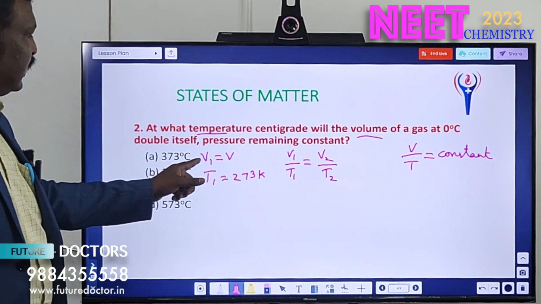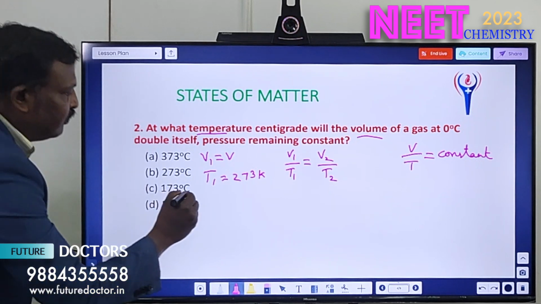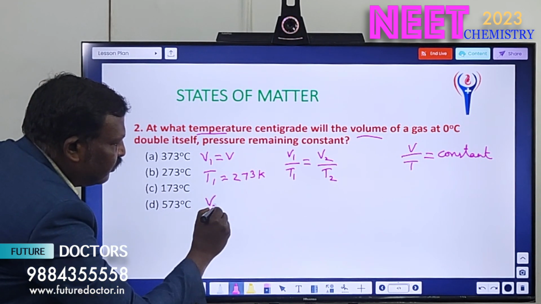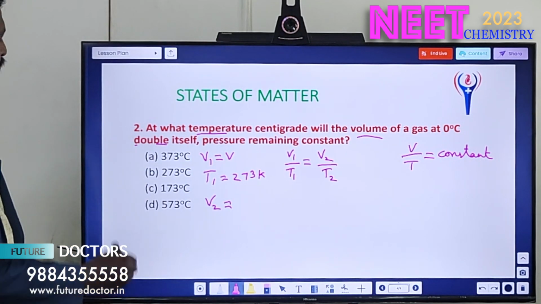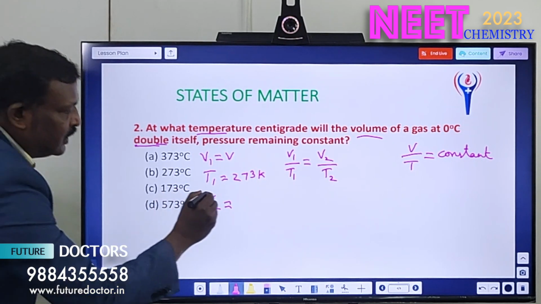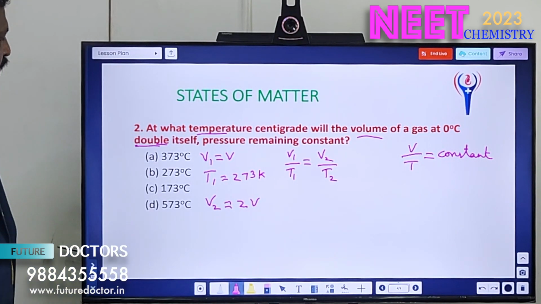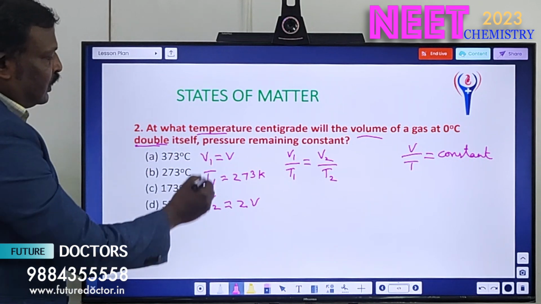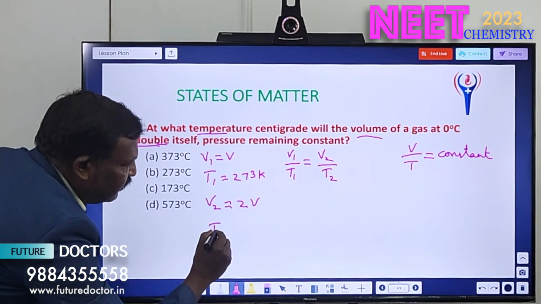The volume V1 is V means the temperature is 273 Kelvin. Therefore V2, they are saying double. It should be double, so I consider it as 2V. Are you following? They are asking to find out at what temperature. At what temperature means, T2 only we have to find out. Understood?